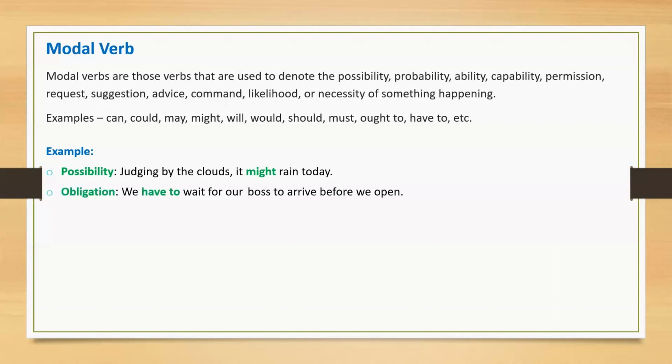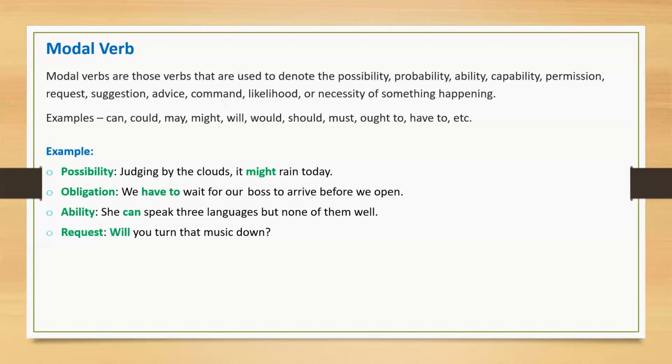We have to wait for our boss to arrive before we open. Modal verb have to is used to express obligation. She can speak 3 languages, but none of them well. Modal verb can is used to express ability in this sentence.